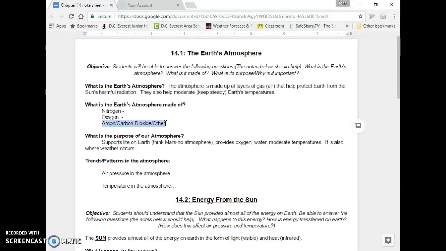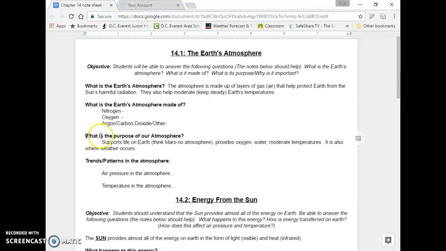Venus is an example of an atmosphere that has way too much greenhouse gas and therefore traps in all of the heat, and the temperatures there are in the area of about 800 degrees. So it's just crazy warm on Venus because it doesn't let any of its heat back out into space.